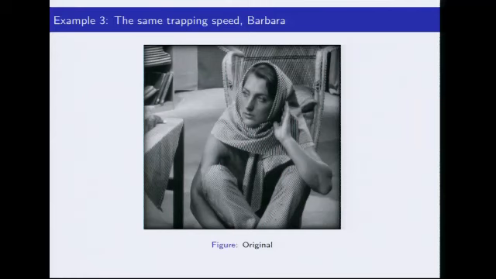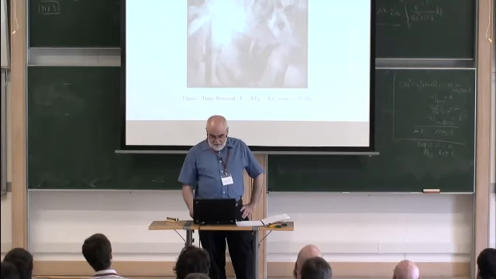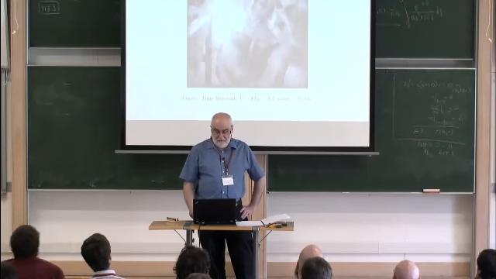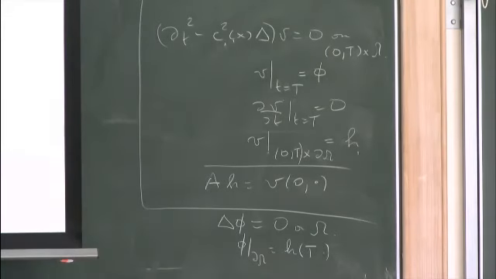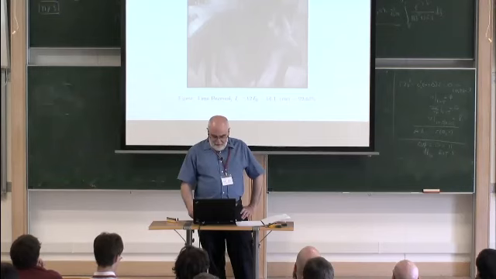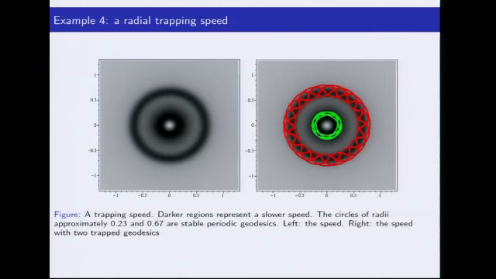And here is Barbara with the same trapping speed now. The original, of course, since you have some trapping, the Neumann series is not as good. You can see some defects. And this is time reversal when there is trapping. It's much worse when there are rays that don't leave, because you just define it to be 0 and you propagate back. So you create very strenuous rays when you propagate back. Okay, this is time reversal for the same trapping speed.